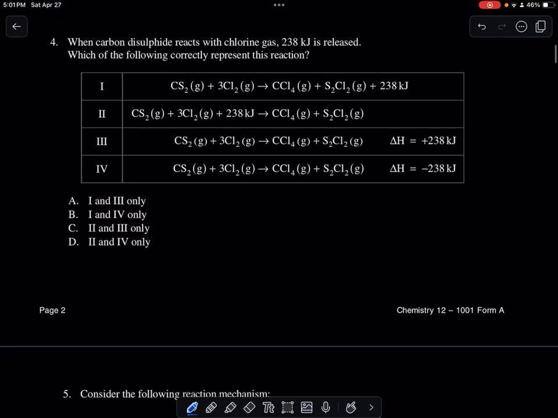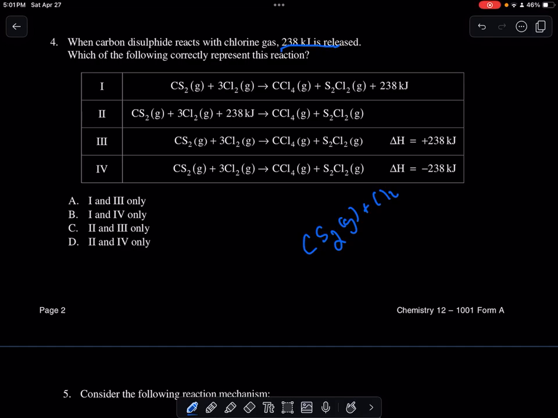When carbon disulfide reacts with chlorine gas, Cl2, 238 kilojoules is released. Okay, so this question is trying to figure out if you know what the difference is between an exothermic and an endothermic reaction, is basically what it's doing. And so let's have a look at our answer options.